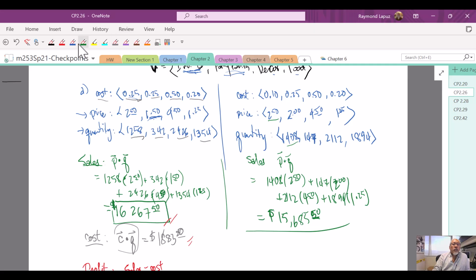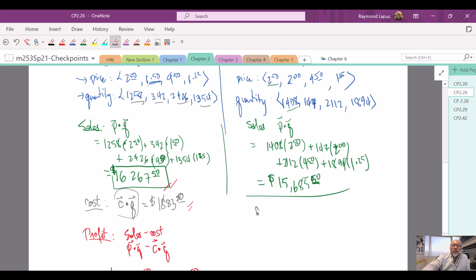Okay, so to figure out the total profit, we also need to figure out the cost. So let's figure out the cost. The cost is C dotted with Q, and I'm just going to write down the result for that. That's 1,612 and 35 cents.